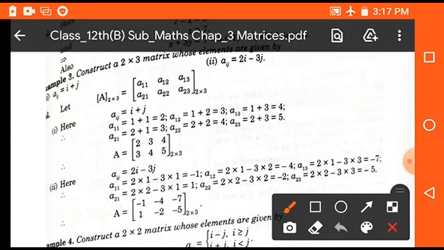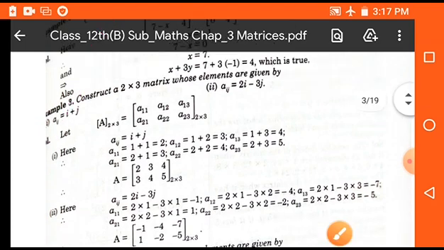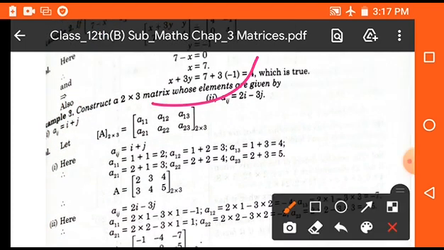Now students, we can construct any matrix if the information is given. For example, a condition is given: a_ij is equal to 2i minus 3j, and here we have to construct a matrix of order 2 into 3. That means 2 rows and 3 columns.